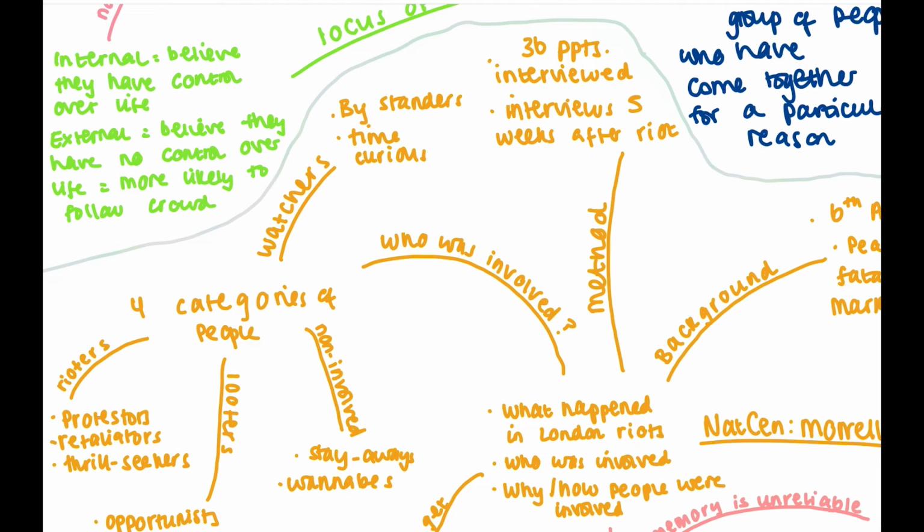Number 2 were the curious. So the curious people were deliberately there. They wanted to go and see what was happening. So that was the first group of people.